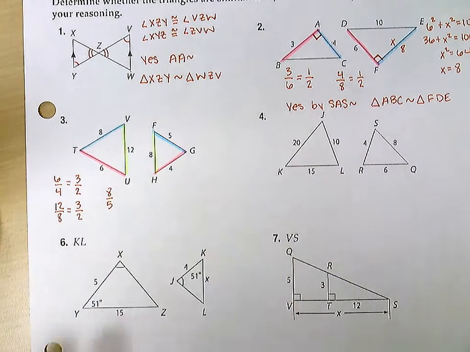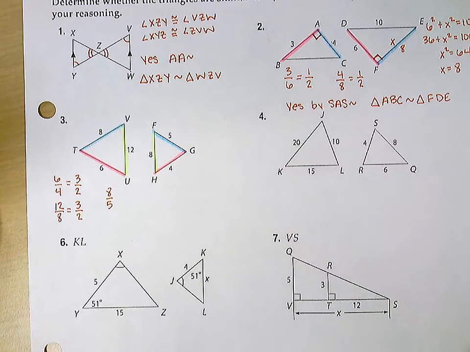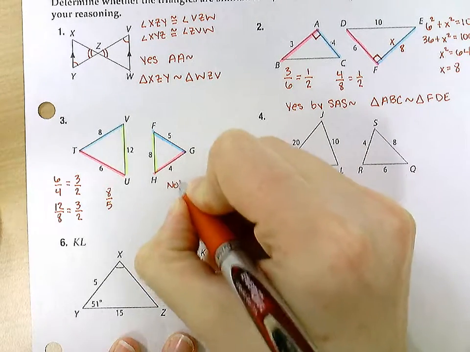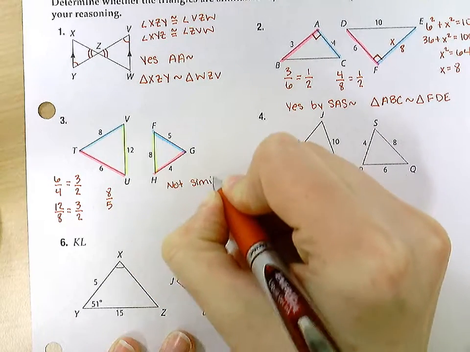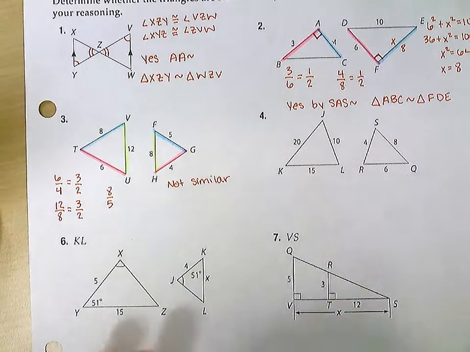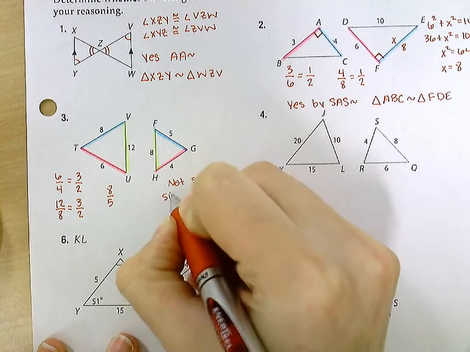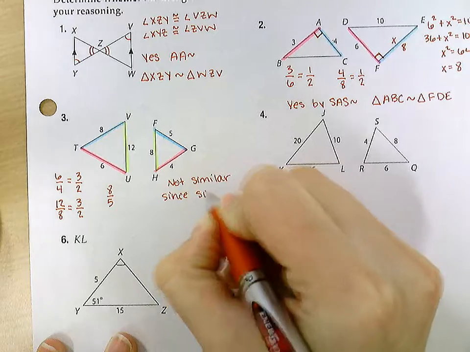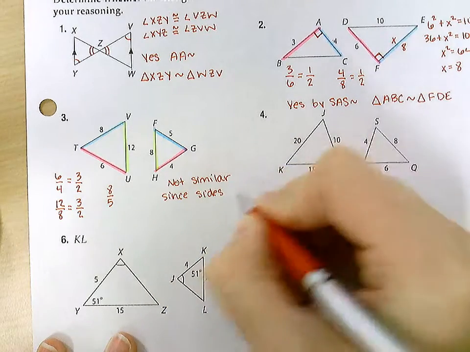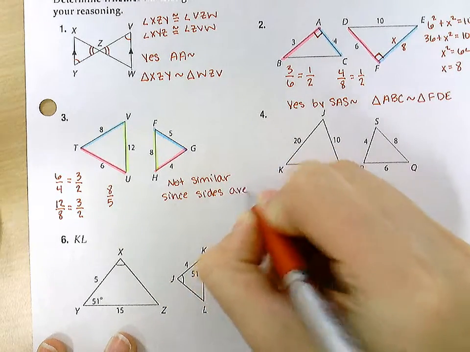Do all of these match? No. So since they don't match, we would say these are not similar triangles. They're not similar since your sides are not proportional.